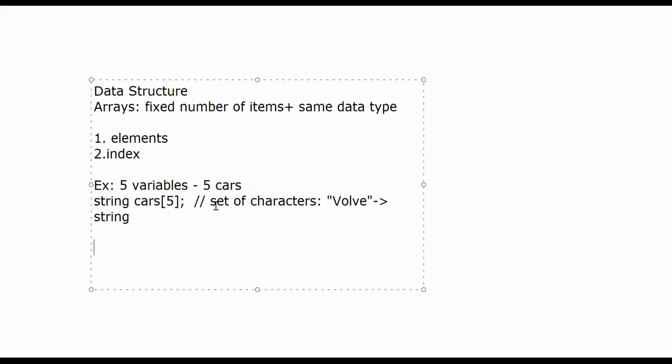So what is indexing? If I have cars[0], 0 is my index, and it refers to the first element in the array.